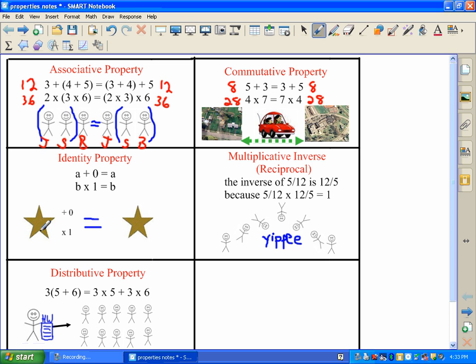So our identity property is what doesn't change anything, and that's 0 and 1. Our picture is just a star. It doesn't matter what I start with. I can add 0 or multiply by 1, and I get the exact same thing.